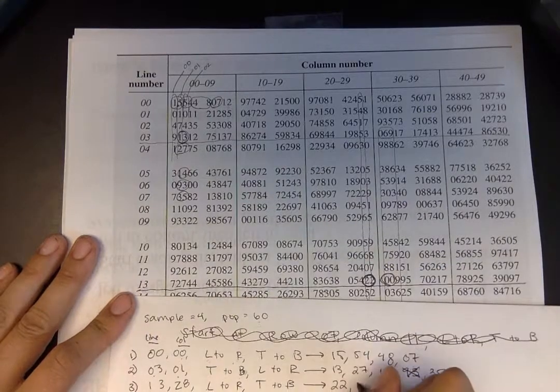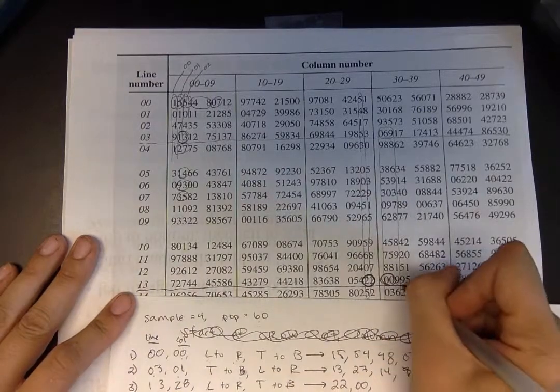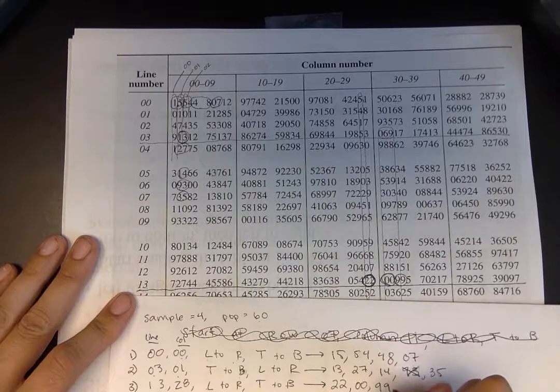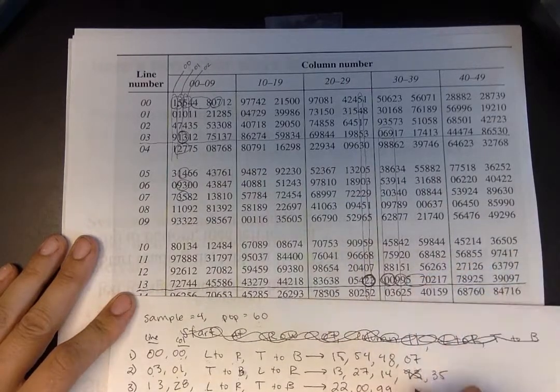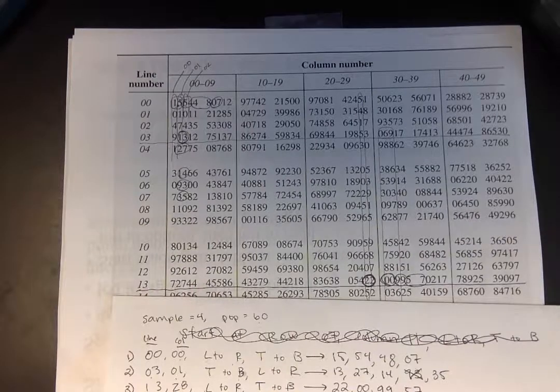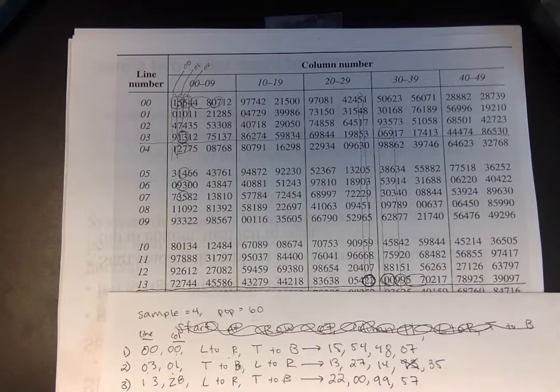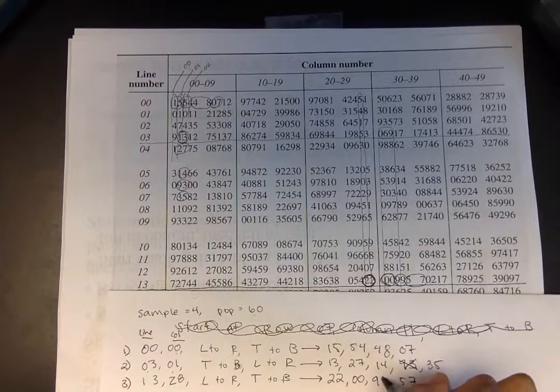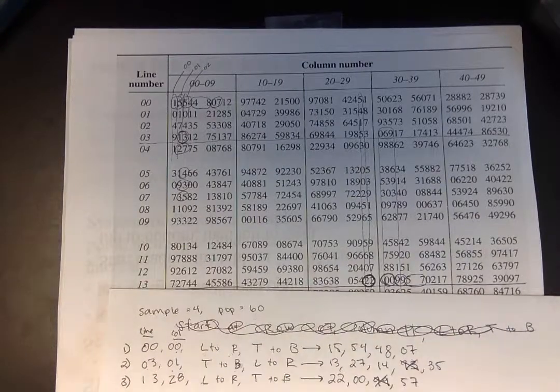My next number is 0, 0, then 99, then 57. I've read off 4 numbers here, and certainly 99 is one that we want to get rid of. We don't need 99. We only have 60 students. With 0, 0, it may or may not be a number that I can include.